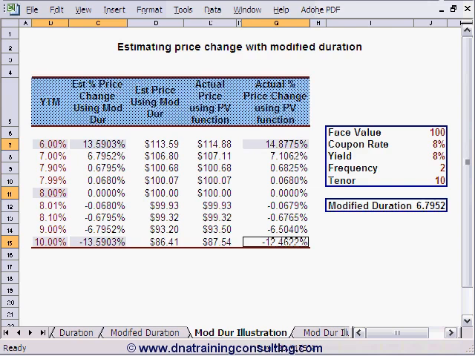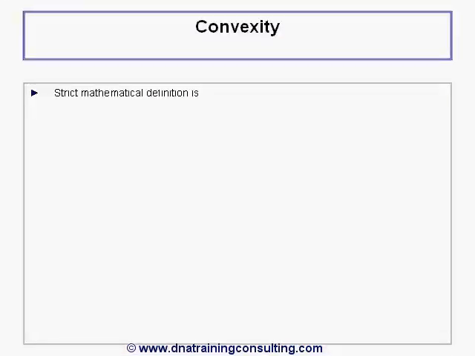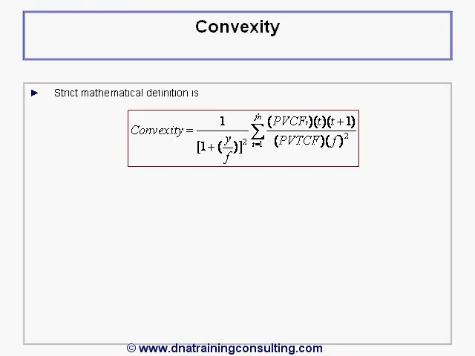This curvature in the shape of the graph is known as convexity and becomes increasingly pronounced as we move further and further away from the original yield level. It turns out that convexity, like duration and modified duration, has a formula we can program into Excel, which looks like this.